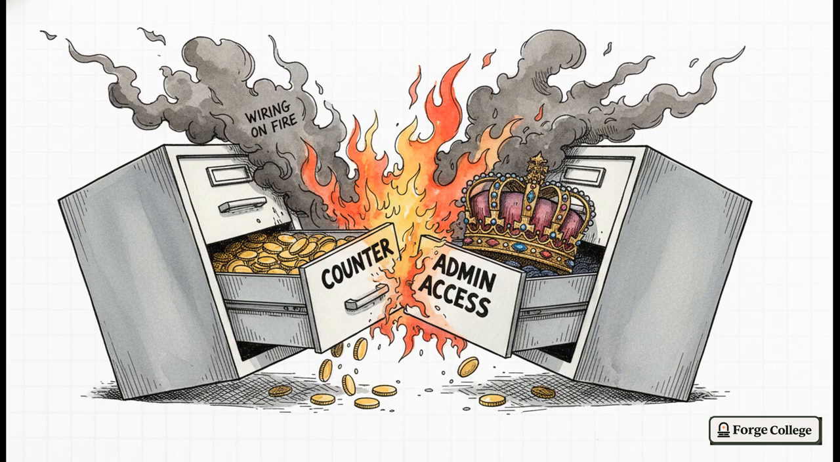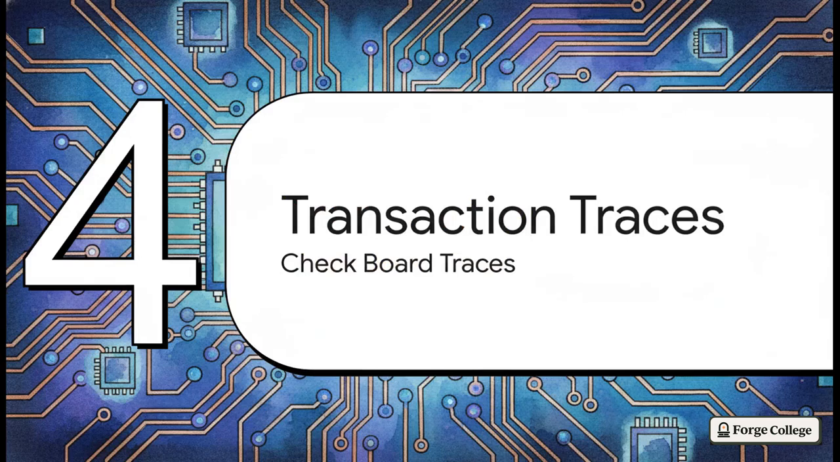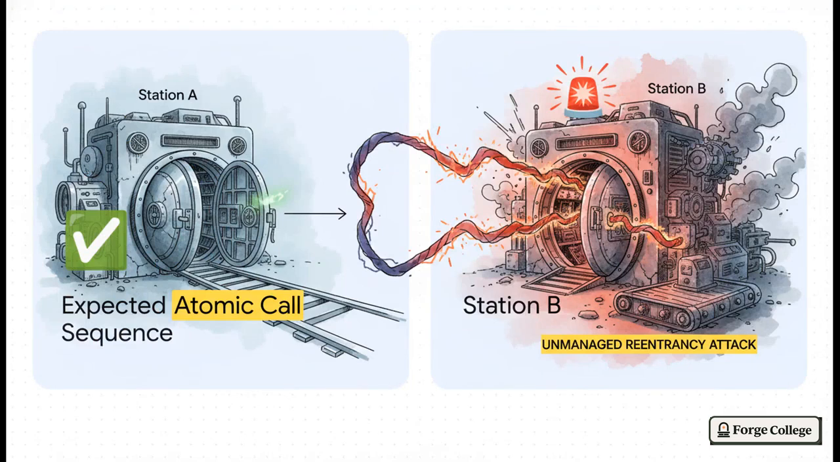Well, someone's balance is about to get overwritten by an admin address and your wiring is officially on fire. Moving on to step 4, transaction traces. Checking the board traces. Mismatched sequencing assumptions are the silent killers of smart contracts.